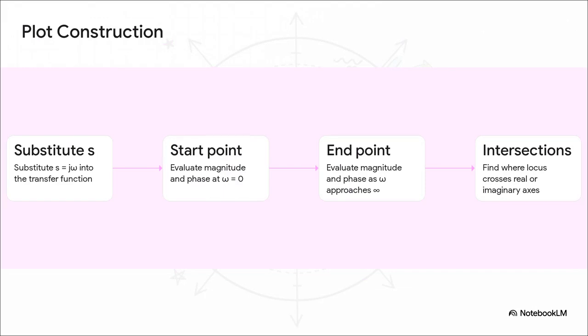If you're a student prepping for GATE exams or an engineer designing controllers in a lab, these steps are your absolute bread and butter for sketching these vectors manually. You always start at 0 frequency, you find your infinite frequency endpoint, and then you calculate exactly where your curve slices through the real and imaginary axes. Those give you the solid anchor points for your sketch.